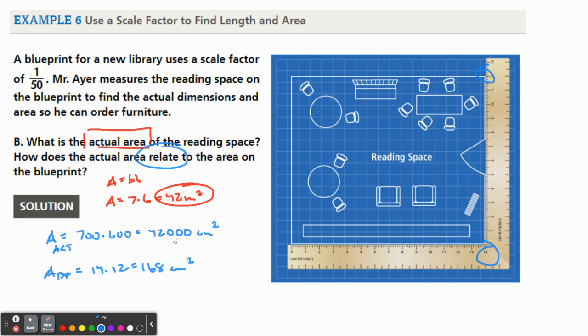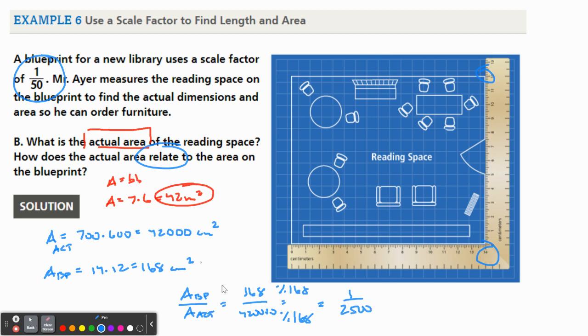So now let's compare that, right? Let's see how this is going to compare to this scale factor of 1 over 50. So let's put it in a ratio. So let's put the blueprint area on top and the actual area on bottom. So that's going to be 168 over 420,000. And these are both actually divisible by 168. So we can divide that by 168, divide that by 168. You could use Desmos to simplify it as well. Just make sure it's a fraction. You'll get 1 over 2,500.